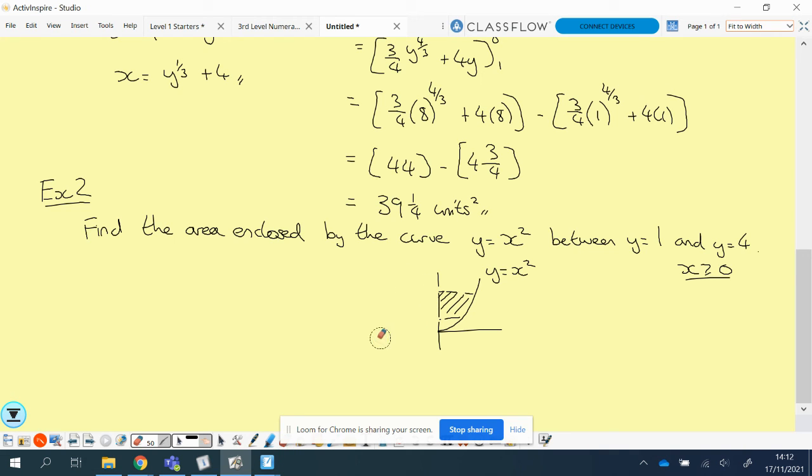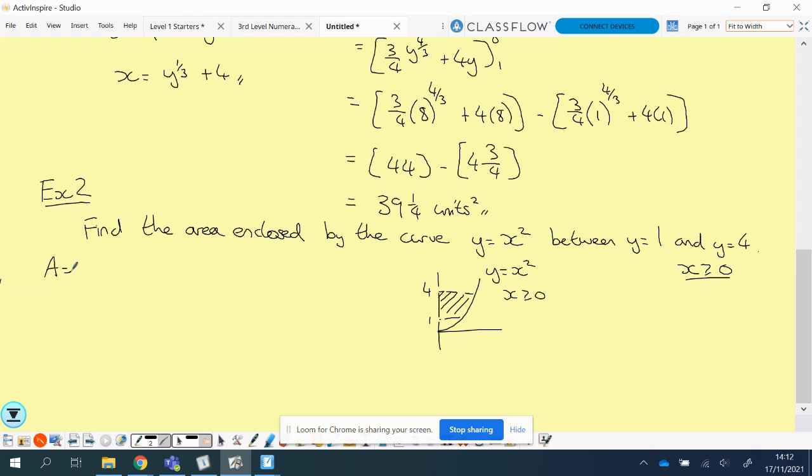Okay, so that's what I'm looking at there. Okay, does that make sense? So that's why that x greater than or equal to 0 is part of the question. Okay, so therefore, go to the solution.